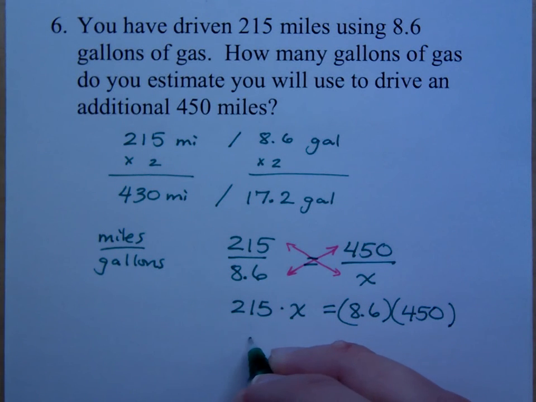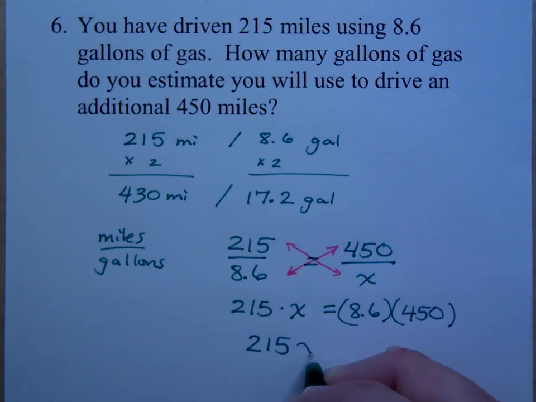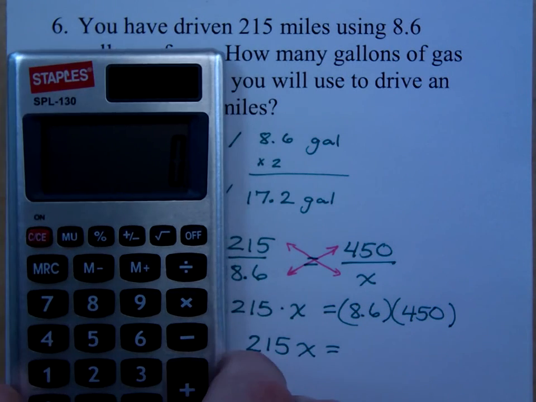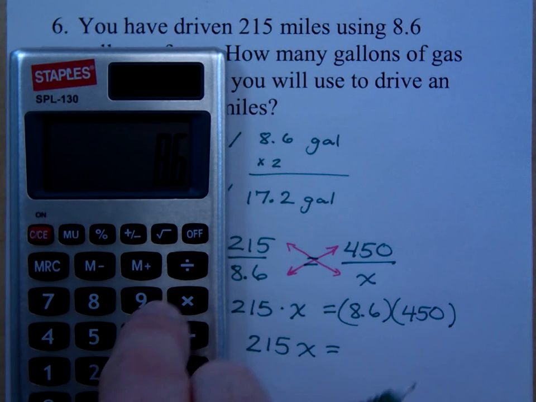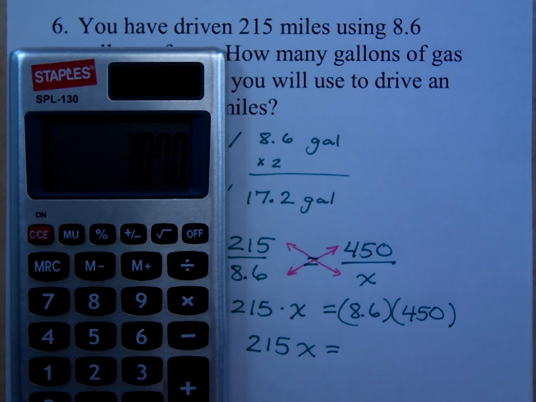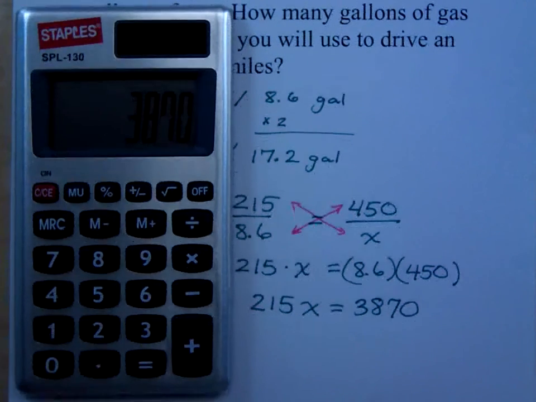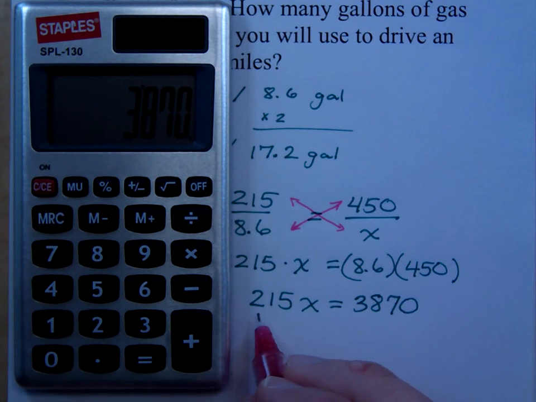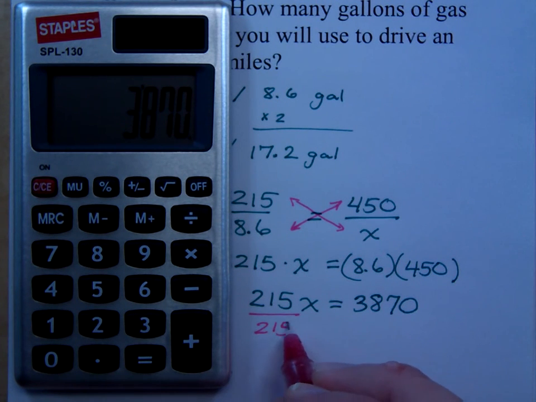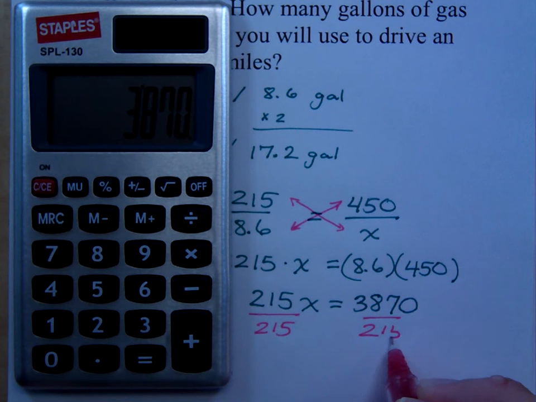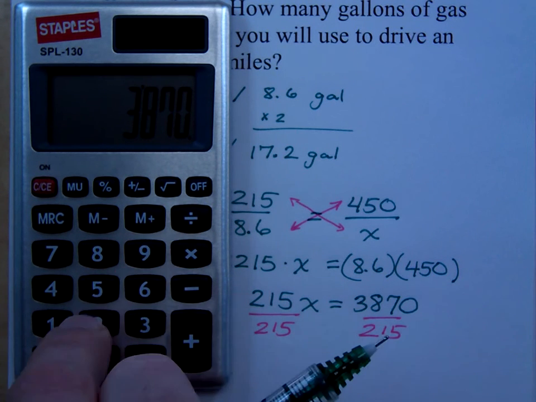So when I work this out, this is 215x equals 8.6 times 450. 3,870, right? And then we divide both of these by 215.